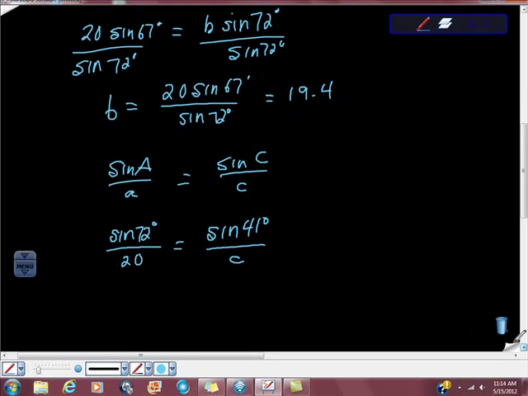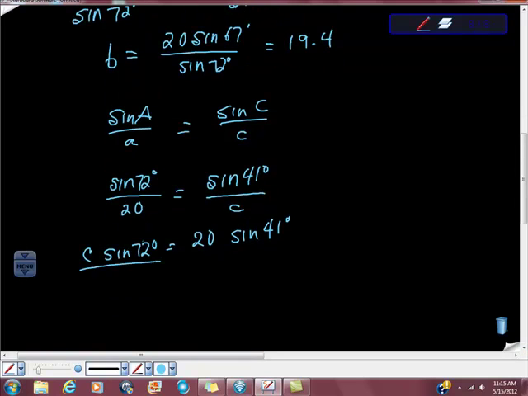So sine of C, but we know C is 41 degrees, right? Go back and look. So it's 41 degrees over side C. I'm going to cross multiply again, using the means extremes theorem, and we get C times sine 72 degrees is equal to 20 times sine of 41 degrees. Remember, we're trying to get C. This is the value we want. So we're going to divide both sides by sine of 72. So we get C is equal to 20 times sine of 41 degrees over sine 72 degrees, right? And then we're going to use our calculator, and we're going to get 13.8.